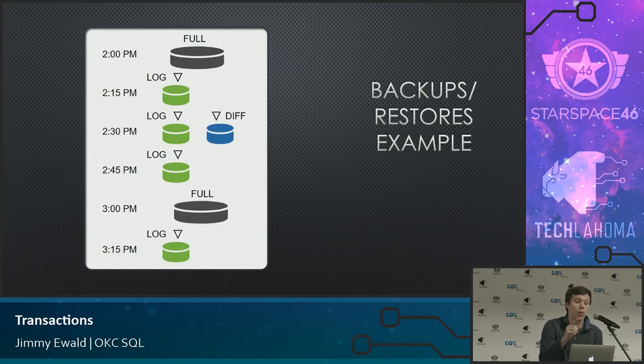Now another way we could do it, which is less efficient. Well, John's really excited about that one. John knows the less efficient way. Okay, what do you think, John? I know the less efficient way. I go the 2 p.m. full, the 2:15 log, the 2:30 log, and as much of the 2:45 log. Yep. Right, you can just skip the differential. Yeah, you can just do the full from 2 o'clock and then all the logs, right?